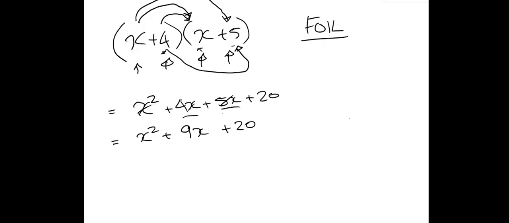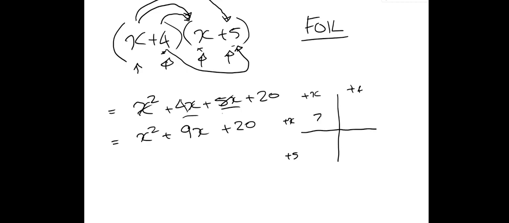Okay, if we were to use a grid method, and this works best for really long equations times really long equations, I'm just going to use the top one first. So I'm going to have plus x and then plus 4 there, and then I'm going to have plus x and plus 5 there. If you notice, things along the top are the first term, and this is the second term.